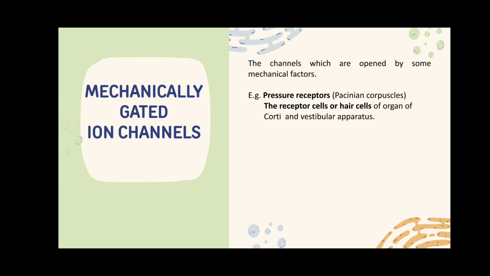The third category we saw is mechanically gated ion channels. In this there is some mechanical stimulus which is responsible for the opening and closing of that channel. The basic examples we are seeing are pressure receptors. So in this, pressure would be responsible for opening and closing of these channels. And the second example is the receptor cells or hair cells of organ of Corti and vestibular apparatus.